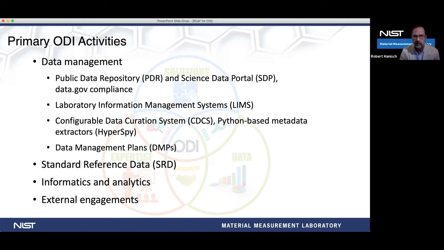We also manage the portfolio of standard reference data, which are collections of databases that are the most highly vetted and most highly regarded, used widely in industry and academia around the world. We provide consulting services in informatics and analytics, and work actively to engage the broader community in all areas of data management, curation, and preservation.